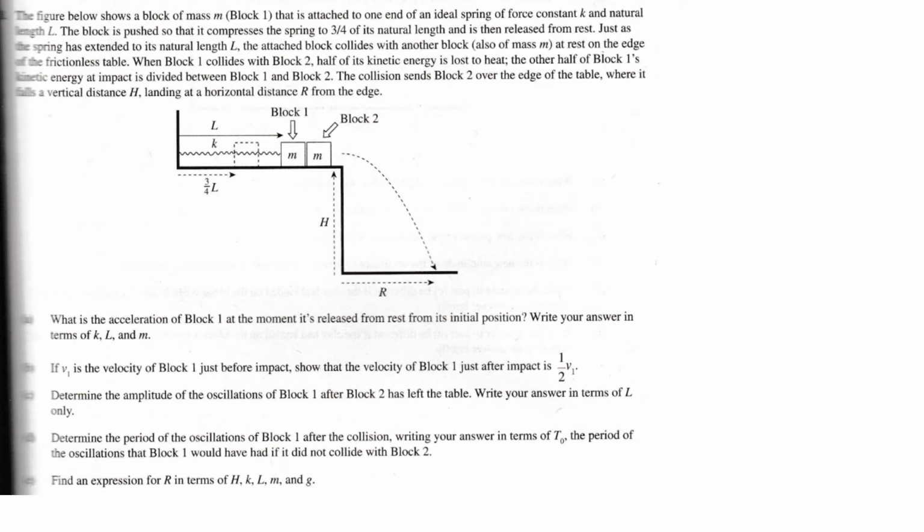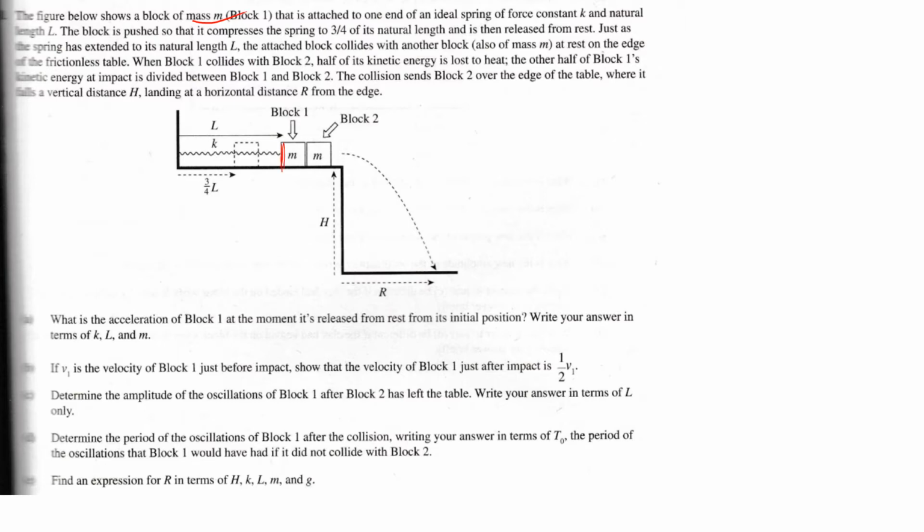All right, so let's do some easy physics. The figure shows a block of mass m, block 1, that is attached to an end of an ideal spring. So these guys are together. Force constant k, and natural length L. So this is at equilibrium.